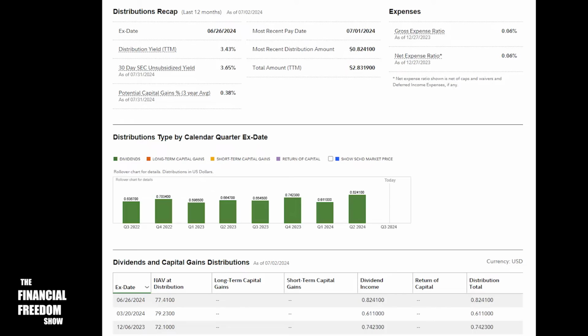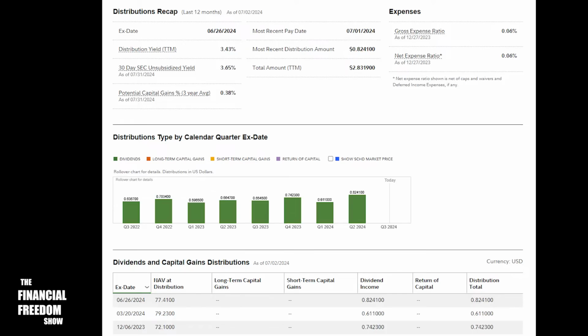In addition to a solid yield, SCHD has a strong history of dividend growth. This growth is a key factor for long-term investors who are looking to build a reliable income stream that keeps pace with inflation.